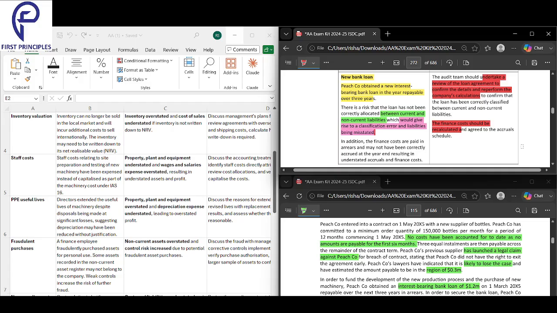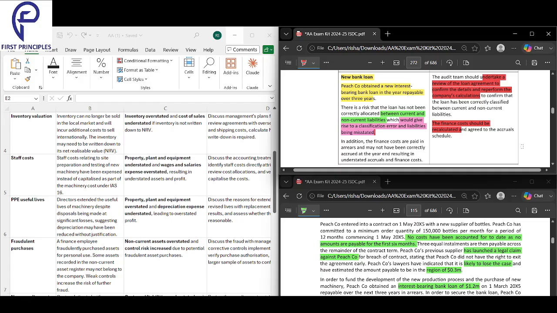What you have to do first is split between current liabilities and non-current liabilities. Otherwise, that would give rise to a classification error and the liabilities will be misstated.